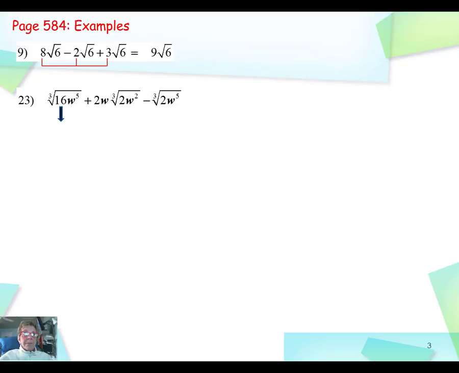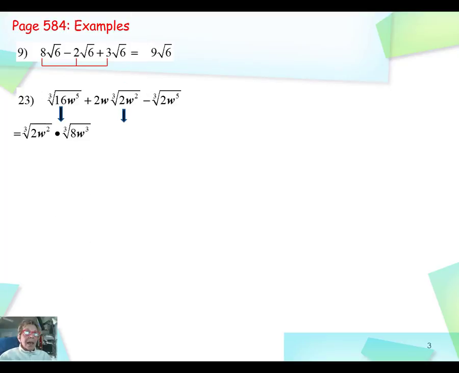Number 23, now, if you look, our radicands are different. So your goal is to get them to look the same. And if you look at the middle term, the radicand is 2w squared. Is it possible for us to turn the first and last term into the same radicands? Yes, it is, and this is how we're going to do that.